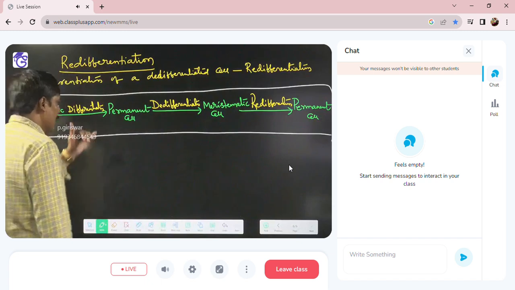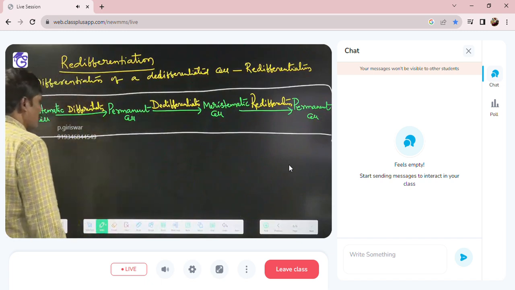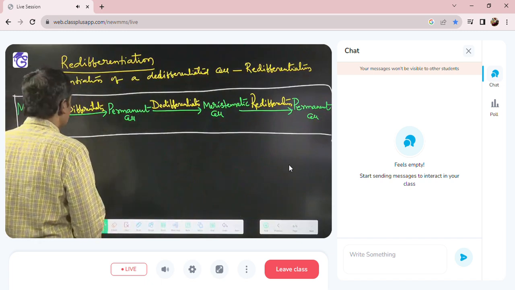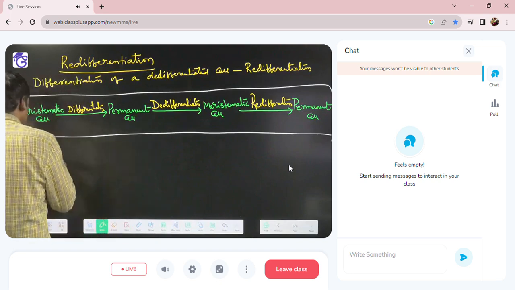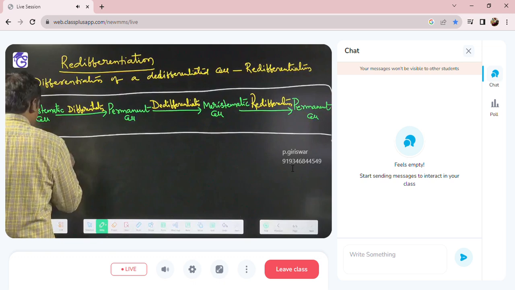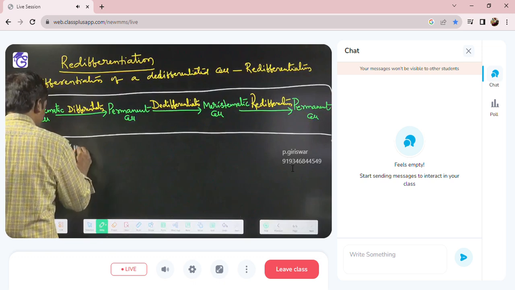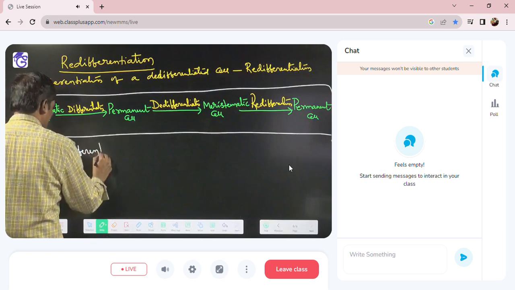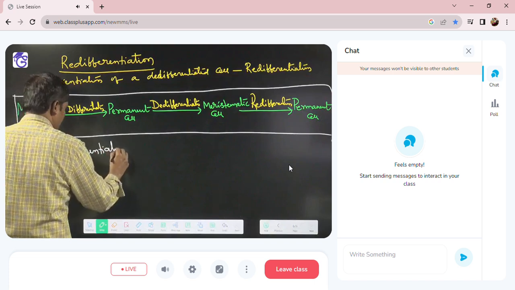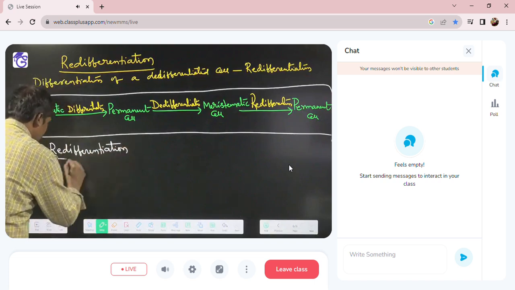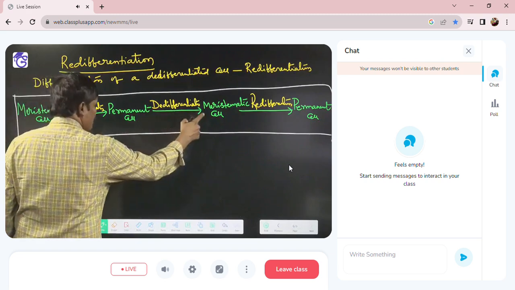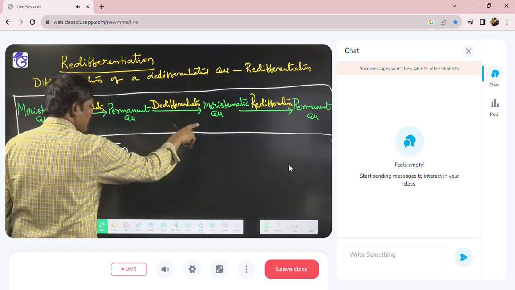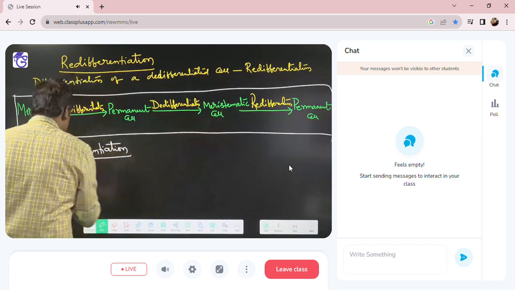Now I will explain the redifferentiation process. So a differentiated cell is again differentiated. Redifferentiation: meristematic cell formed by dedifferentiation become differentiated. Example 1.